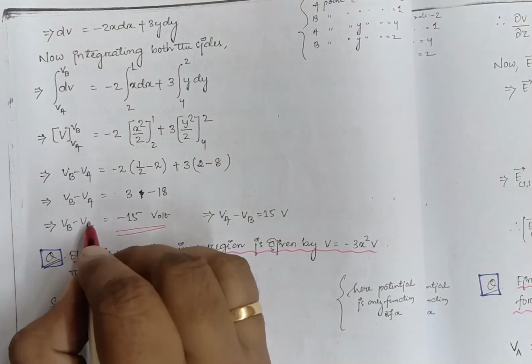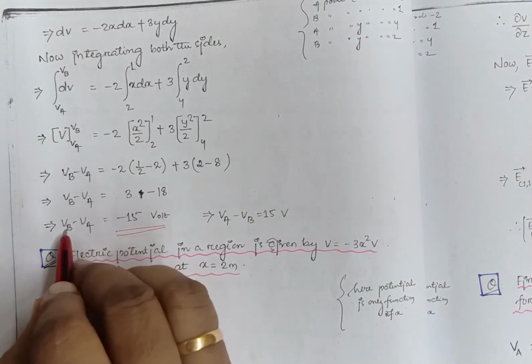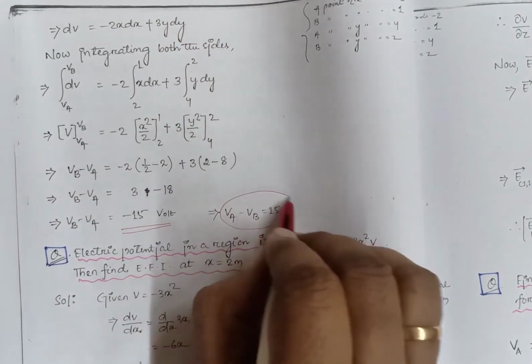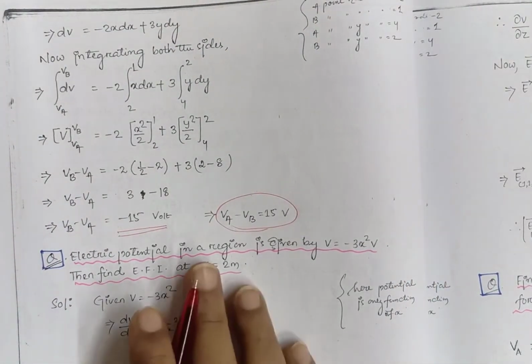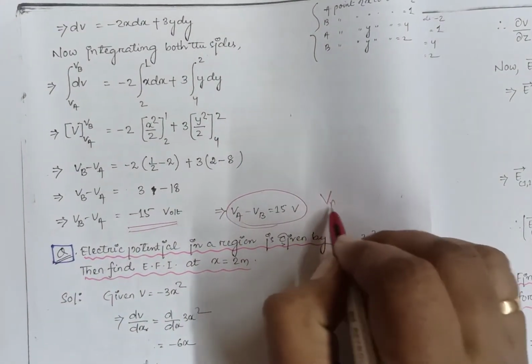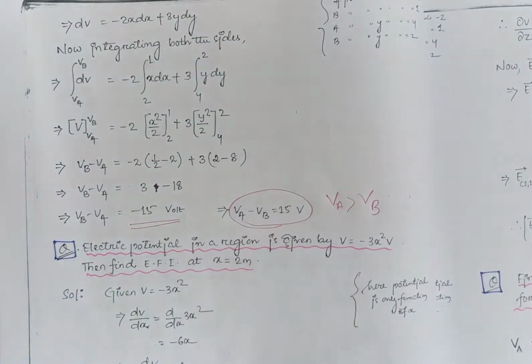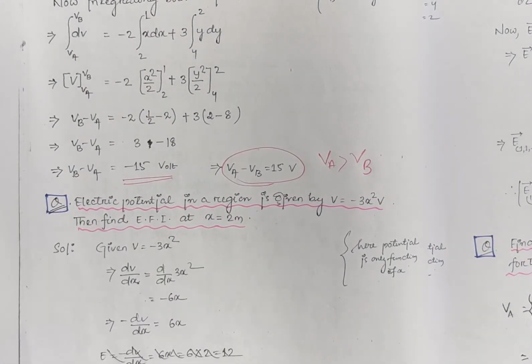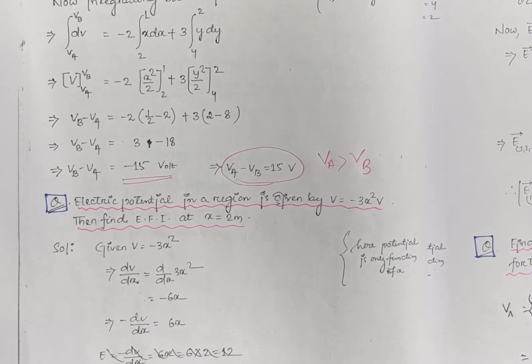That means A is at higher potential and B is at lower potential. If you want to change the answer, you can write VA minus VB, the potential difference between A and B, that is 15 volt. Here VA is greater than VB, that means A is at higher potential and B is at lower potential.